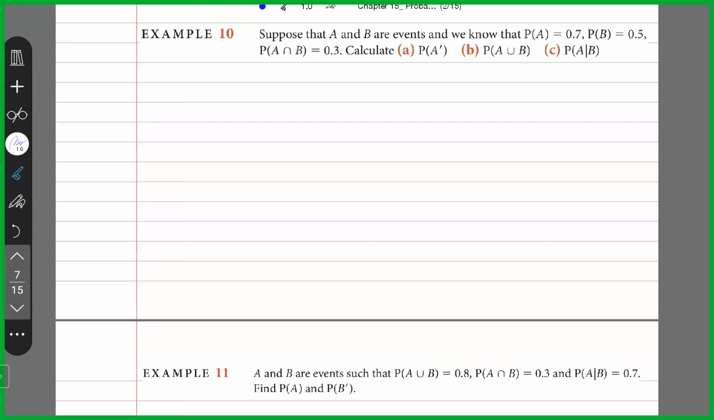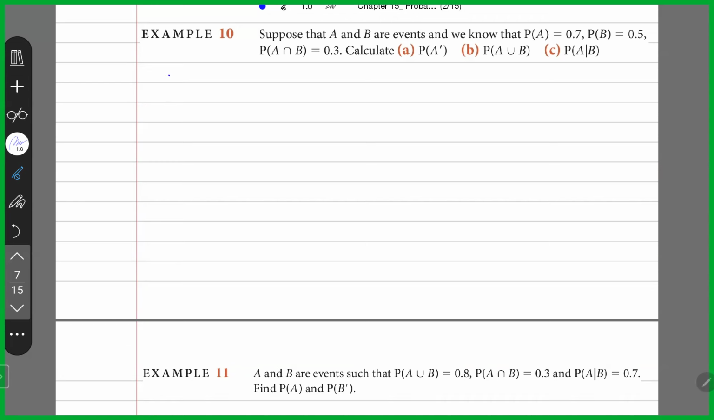All right, example 10 says, suppose that A and B are events. We know that the probability of A is 0.7, the probability of B is 0.5, probability of A intersect B is 0.3. Calculate the probability of A complement.